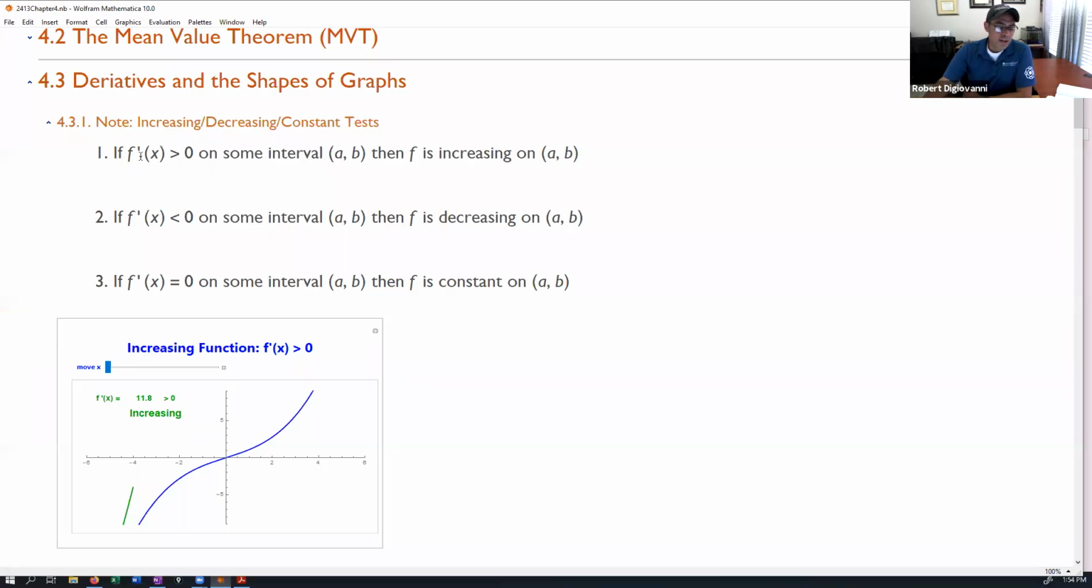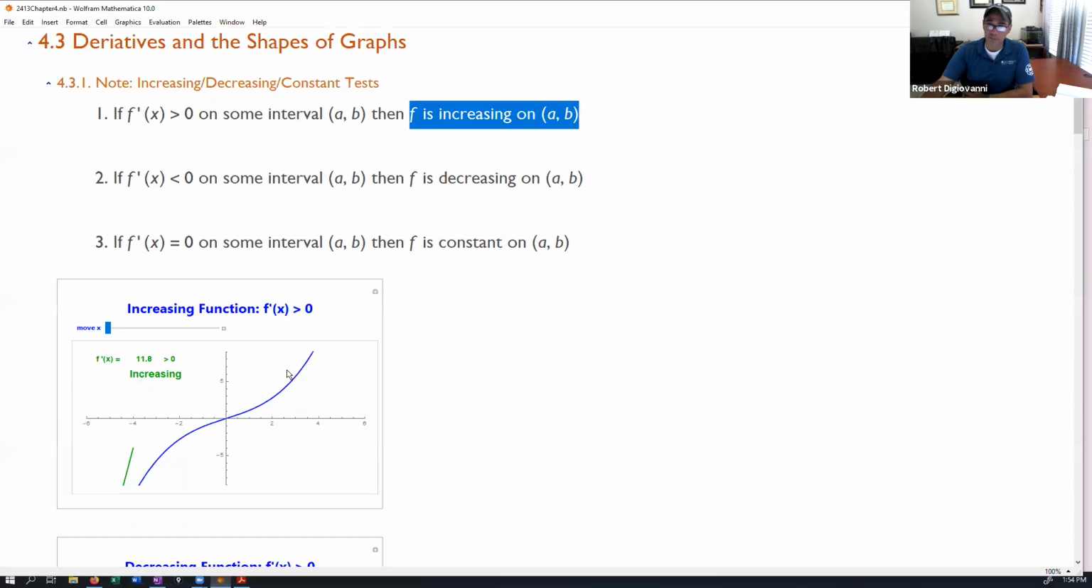If the derivative of a function is greater than 0, that means positive. The derivative is the slope of the tangent line, right? So if the derivative is positive, that means the slope of the tangent line is positive. That should mean that when you're looking at the graph, it is going up. And so anytime we see that the derivative is positive on some interval, then we know that the function is increasing on that interval.